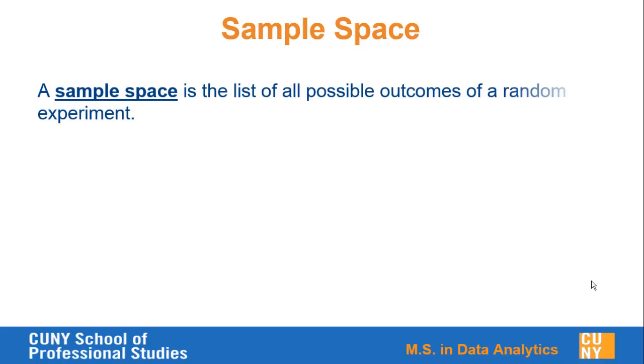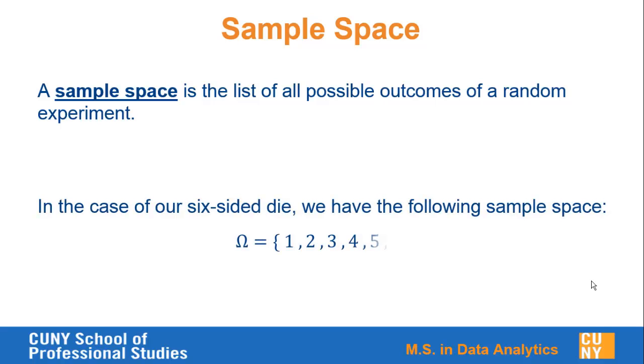The sample space then is a list of all the possible outcomes. So when you roll a die, you could get a 1, a 2, a 3, a 4, a 5, or a 6. That's the sample space. Those are the 6 possible outcomes when we roll a six-sided die.